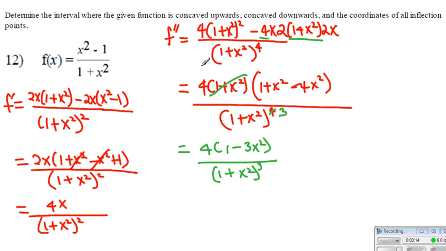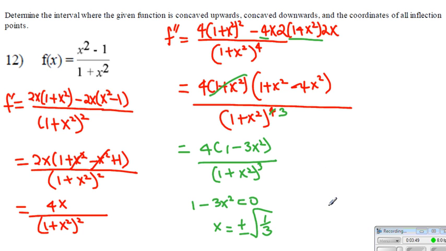Now, when will the second derivative be equal to 0, or not defined for that matter? I mean, it will always be defined because the denominator here is positive at all values. The only thing we have to worry about is the numerator being 0, but 4 is never equal to 0, so we could say 1 minus 3x squared can be equal to 0. Now, when you solve this one, we will realize x must be equal to plus or minus square root of 1/3.